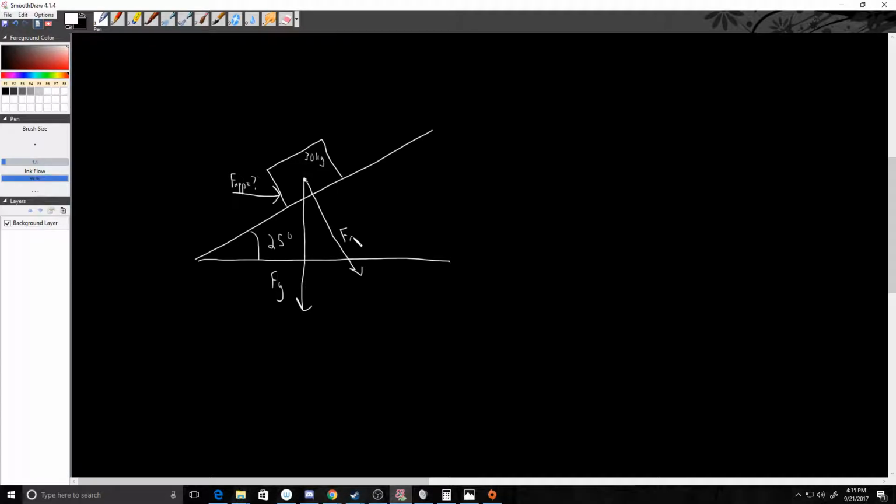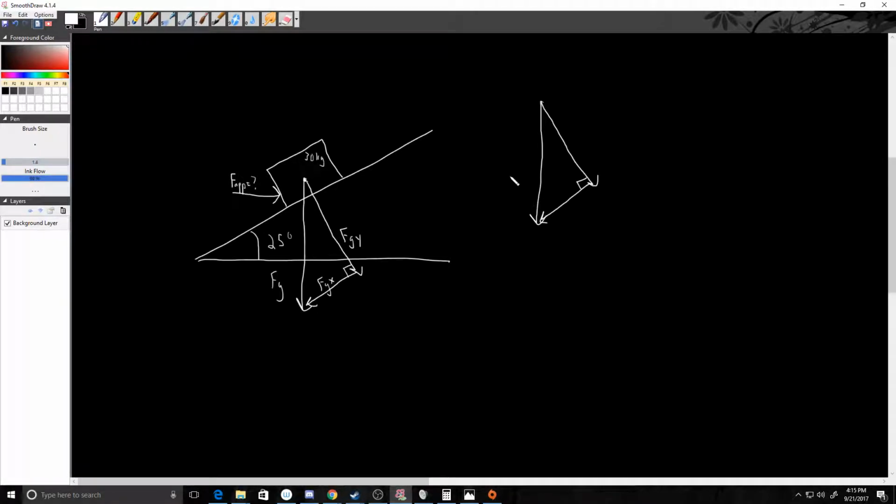What's my force of gravity in the y direction, and then force of gravity in the x direction. All right. So first thing we have to do is figure this part out. So looking at just that F_g, let's see how well I can recreate this. I don't think very well, but that's all right.